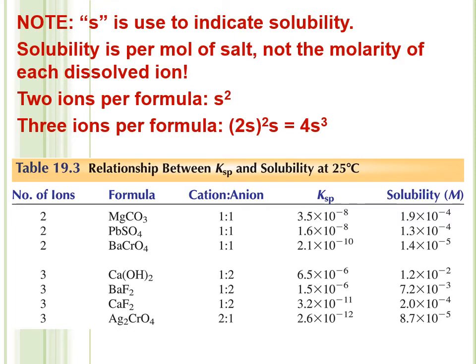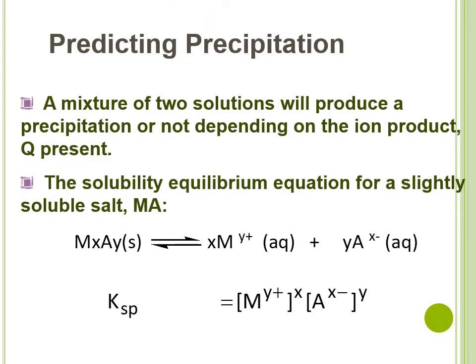So the relationship between KSP and solubility at 25 degrees Celsius is given to you in this table, but we don't need to memorize the formula here, since we're going to do the questions individually one by one. The next part of the lesson is how to predict precipitation if we have a mixture of 2 solutions. So we need to be able to predict whether precipitation will occur or not. It depends on the ion product, Q.